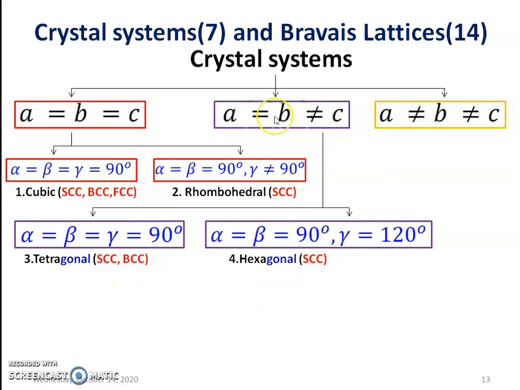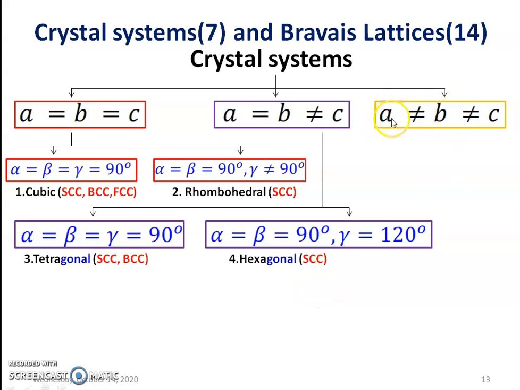Another possibility is that the crystal system with A is equal to B not equal to C may also have two angles the same, that is alpha is equal to beta equal to 90 degrees but gamma is equal to 120 degrees. Such a system is called hexagonal. This is the fourth crystal system, the hexagonal crystal system, and it has the only Bravais lattice, that is the primitive or simple.